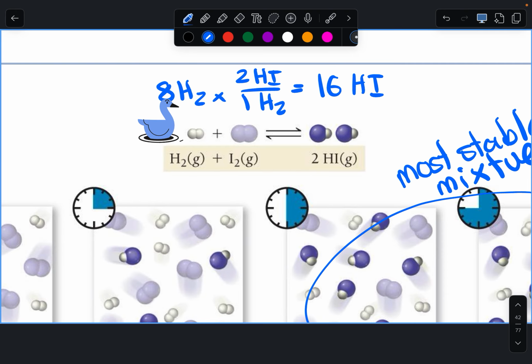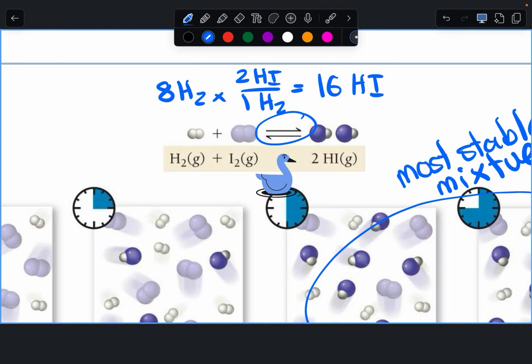If you notice on this one, there's this double arrow. What that means is that the reaction can actually go in both ways. We're used to only thinking of I2 and H2 moving around, knocking into each other, and splitting into two different molecules, HI and HI. But the HIs are also moving around, and they can knock into each other sometimes and go back to H2 and I2. That's what the double-headed arrow means.